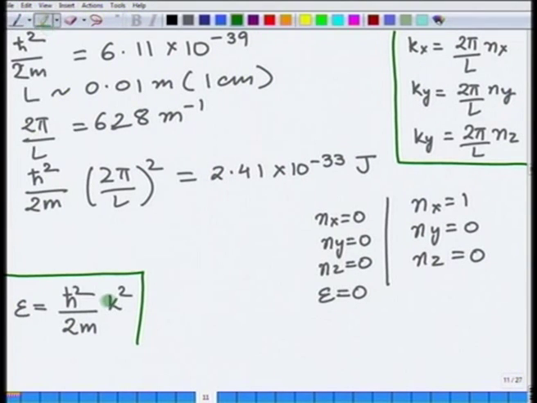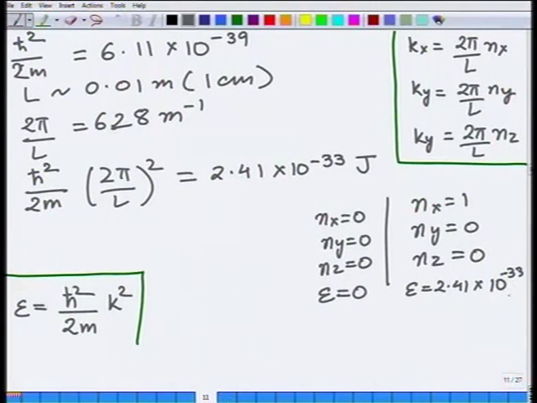In the next case, this k value will be equal to 2 pi by L. So, in this case nx is equal to 1, that means kx will be equal to 2 pi by L. That is why I have done h bar square by 2m times (2 pi by L) whole square. This gives me the idea of the next energy. So, here the energy will be 2.41 into 10 to the power minus 33 joules.